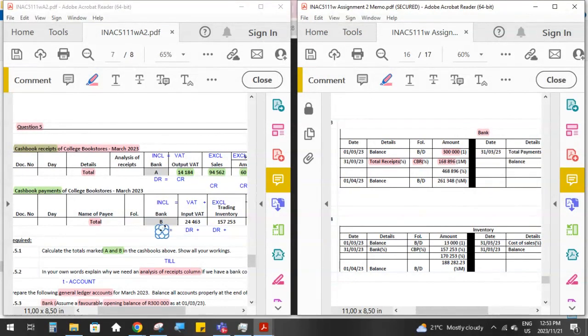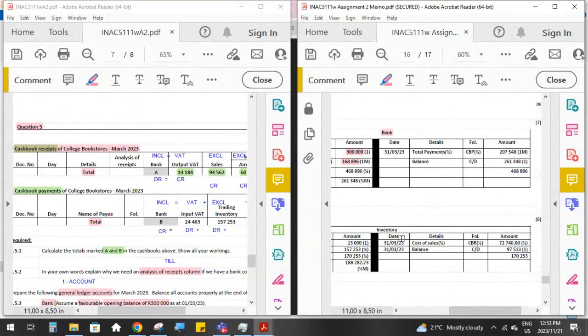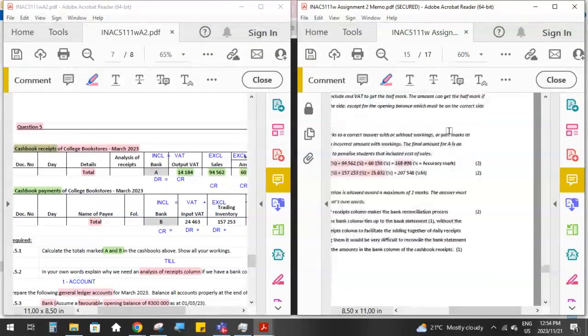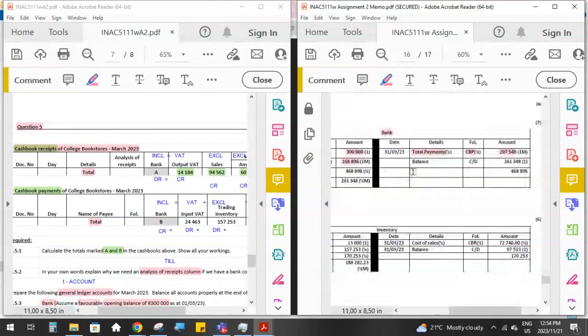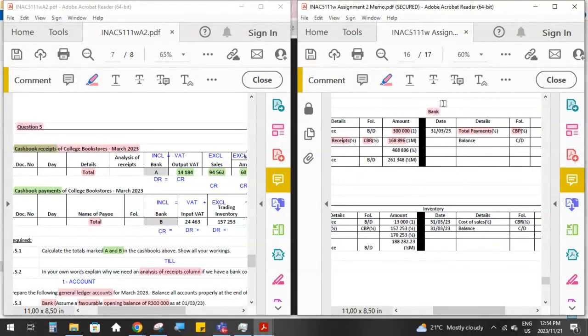Cash book payments, bank, my total payments will decrease my bank account. So on the right-hand side of my T account, details is total payments. CBP is the folio, and then 207,548, which is the total of the bank column, your total for B. And that's all that goes into the bank account. That's why we say the general ledger summarizes the journals, because we are using the summary column total for bank, and only that total gets posted into the T account bank.